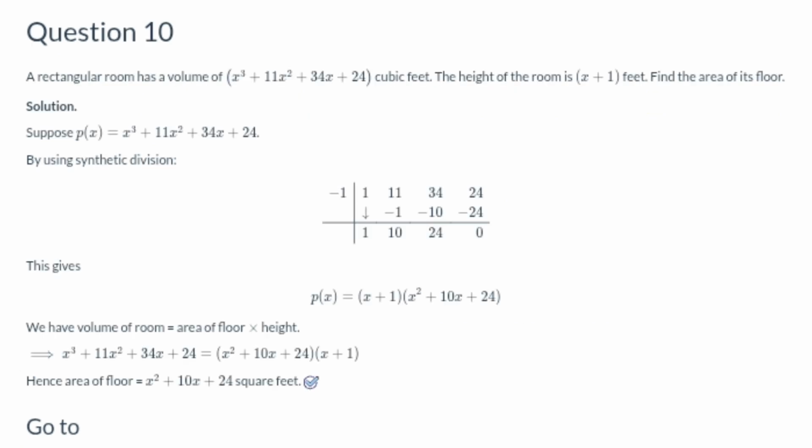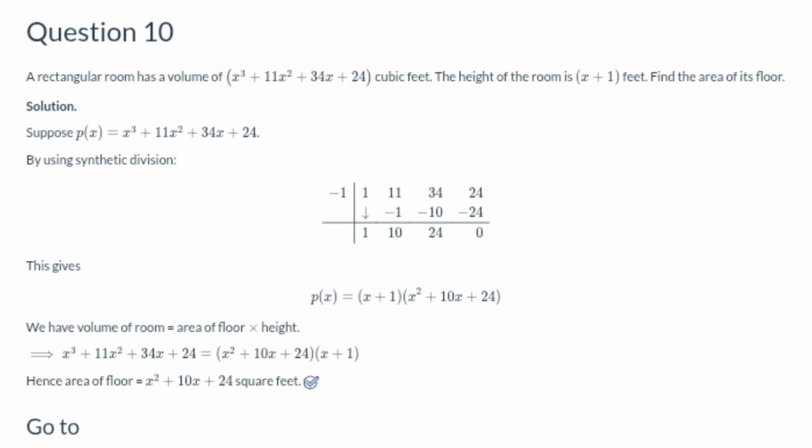The volume of a rectangular prism is given by the formula: volume equals area of floor times height. To find the area of the floor, we must divide the volume by the height. Volume, p(x), equals x³ + 11x² + 34x + 24, and height is x + 1. We use synthetic division with the root of the height, which is -1.